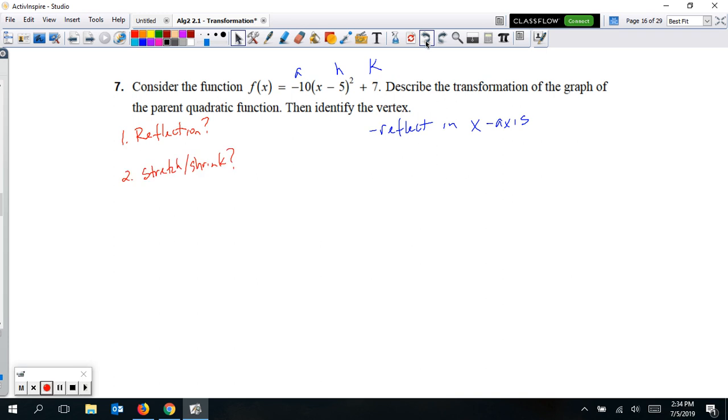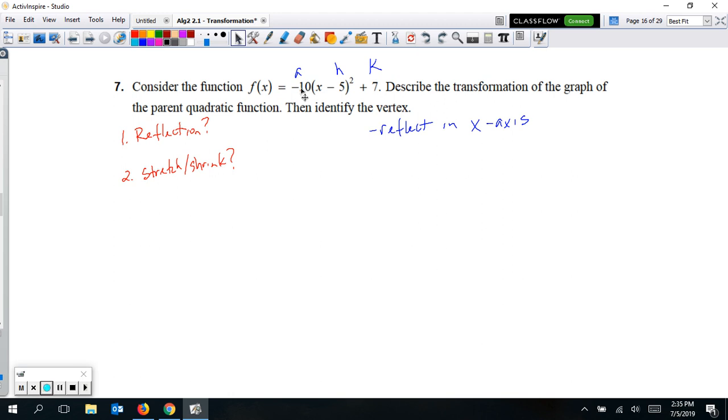Next question could be, is there a stretch or a shrink? That would be if the a, is there an a number that's more than 1? Yes, that's 10. So there is going to be a stretch or shrink, but the question will be, is it a vertical stretch or a vertical shrink? Is it vertical or is it horizontal? Well, because it's on the outside here, it's vertical. If it was on the inside, it would be horizontal. So this 10 here makes it a vertical stretch because the 10 is more than 1.